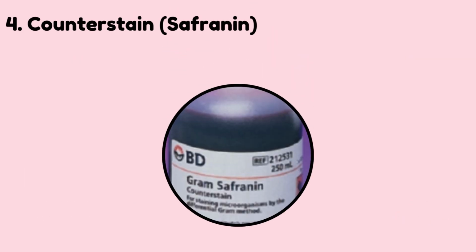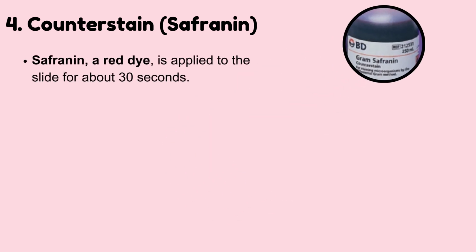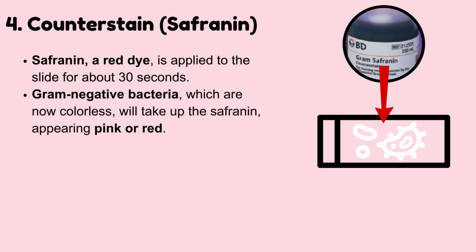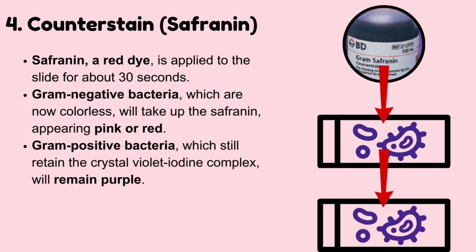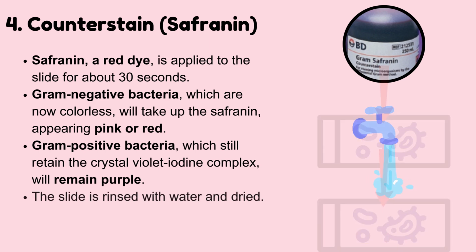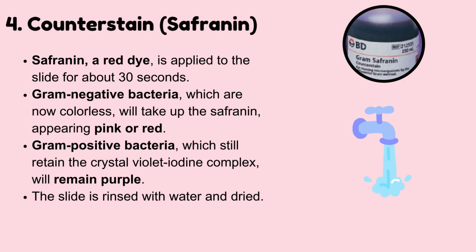Step 4. Counterstain, safranin. Safranin, a red dye, is applied to the slide for about 30 seconds. Gram-negative bacteria, which are now colorless, will take up the safranin, appearing pink or red. Gram-positive bacteria, which still retain the crystal violet iodine complex, will remain purple. The slide is rinsed with water and dried.